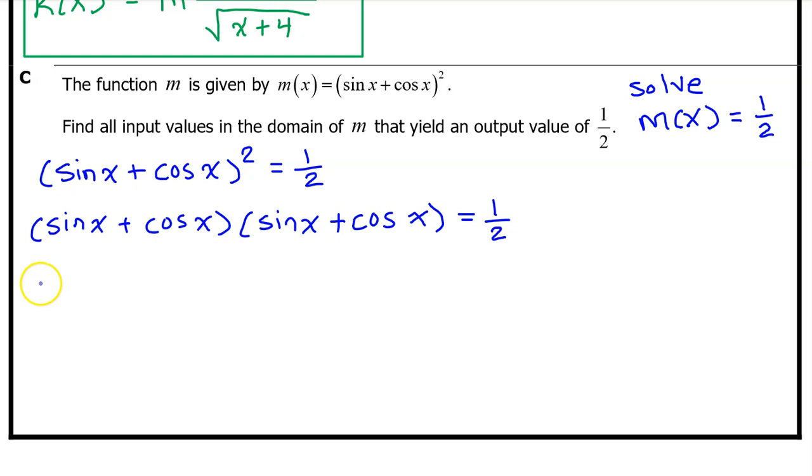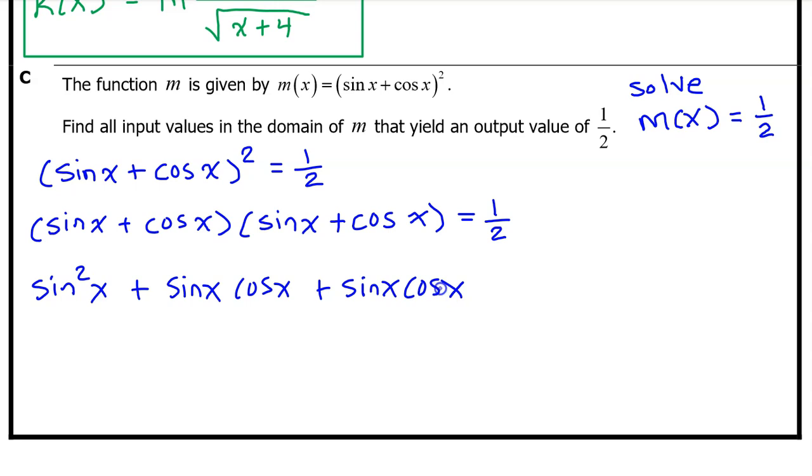Sine x times sine x is sine squared x. Sine x times cosine x is sine x cosine x. Cosine times sine is another sine x cosine x. And cosine x times cosine x is cosine squared x. And all of that is equal to 1/2. These are like terms in the middle. Sine x cosine x plus sine x cosine x is 2 sine x cosine x.